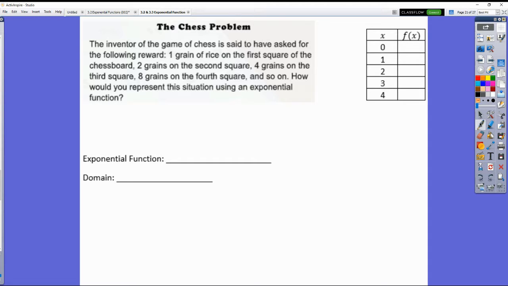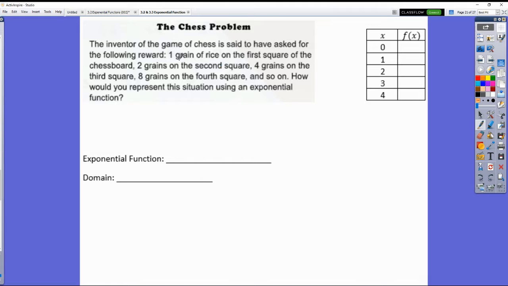So first of all, we have a chessboard, and the inventor of the game of chess is said to have asked for the following reward for his invention: 1 grain of rice on the first square, 2 grains on the second square, 4 grains on the third square, 8 grains on the fourth square, and so on. So how would you represent this situation using an exponential function?